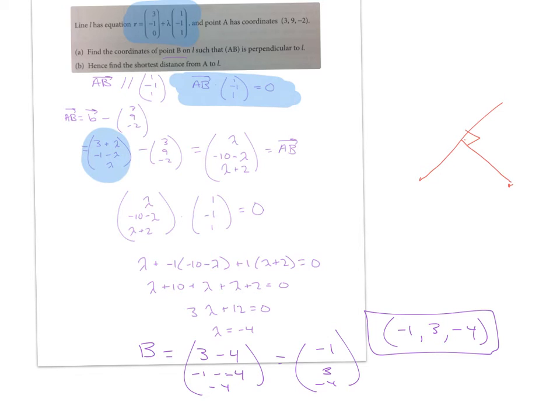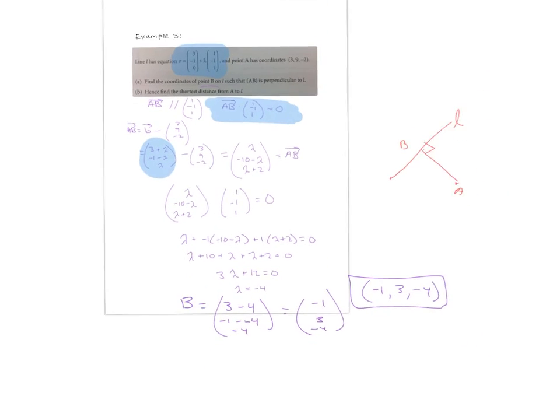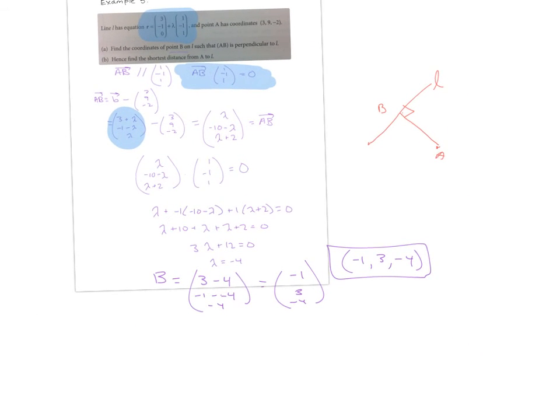So we already found the point B so that they would be perpendicular, this AB right here, to this line L. So we already found that point. So we just want to find this distance from A to B. Well, what is distance between 2 points? It's the magnitude of vector AB. So to do part B, all we have to do is find the magnitude of vector AB.